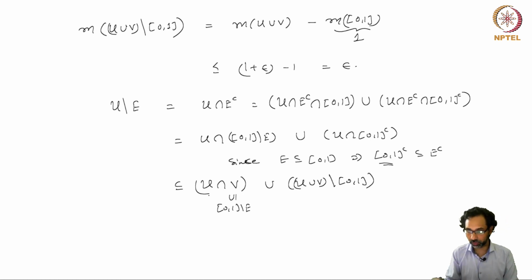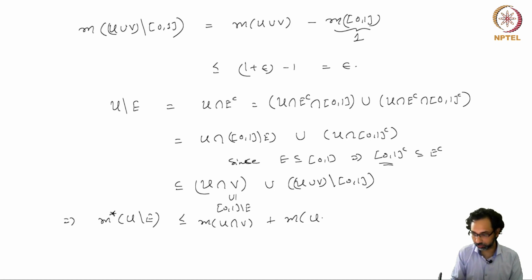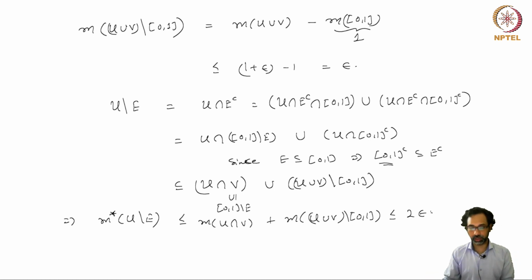Now we have control over the measures of both these sets, so we can immediately get that the measure of U minus E is less than or equal to the measure of U intersection V plus the measure of U union V minus [0,1]. Both are less than or equal to epsilon, so this is at most 2 epsilon, and so E is Lebesgue measurable.